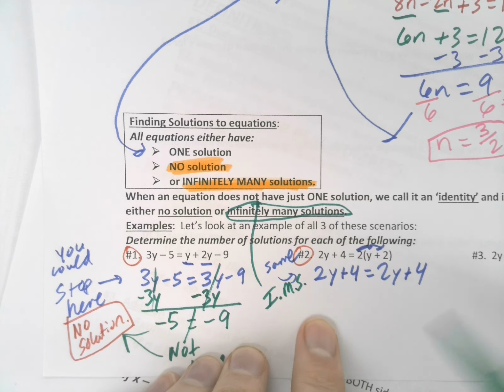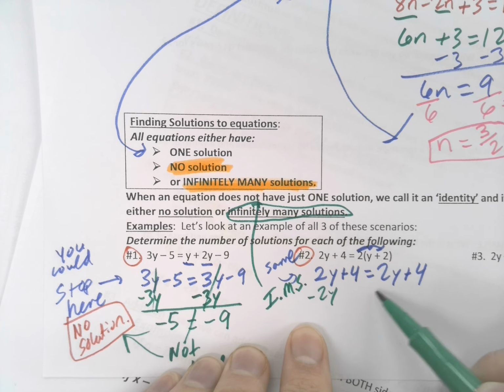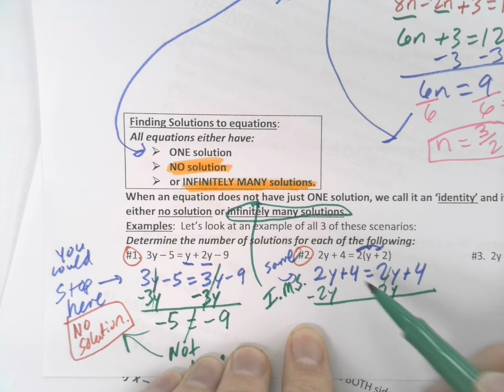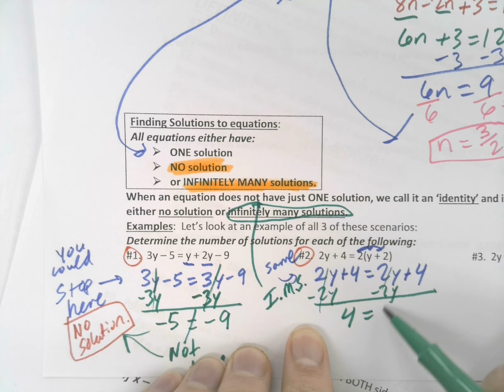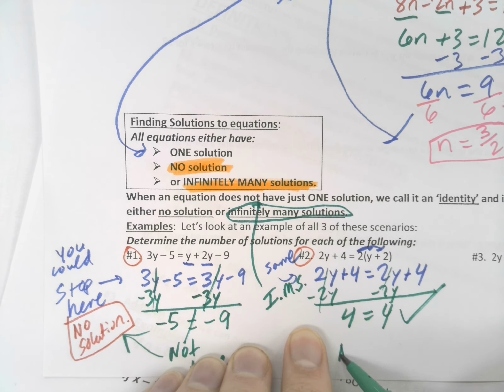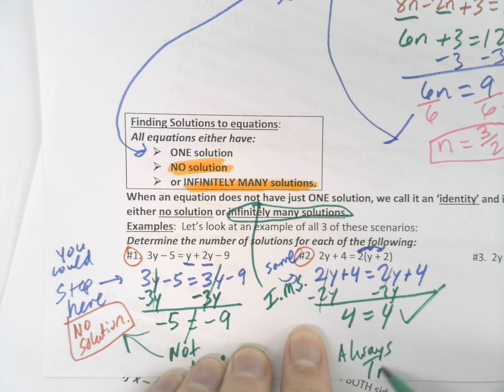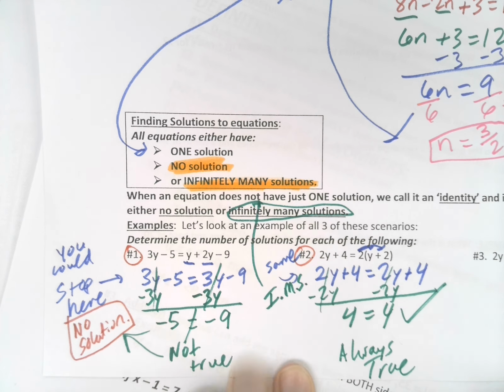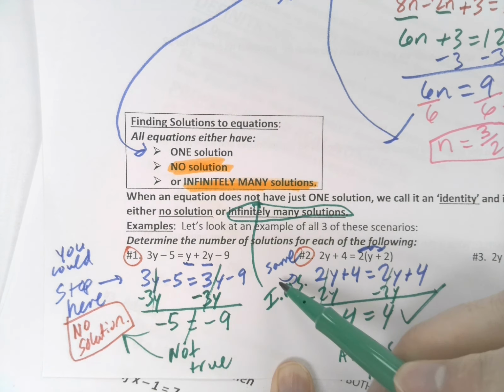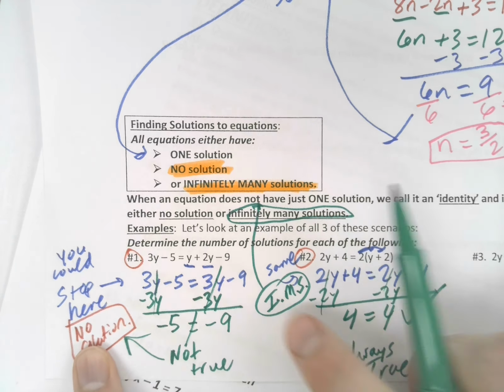But for those of you who maybe want to work this out, subtract 2y, it cancels, you're left with 4 equals 4, which is always true. So there is a recap of infinitely many solutions and no solution.